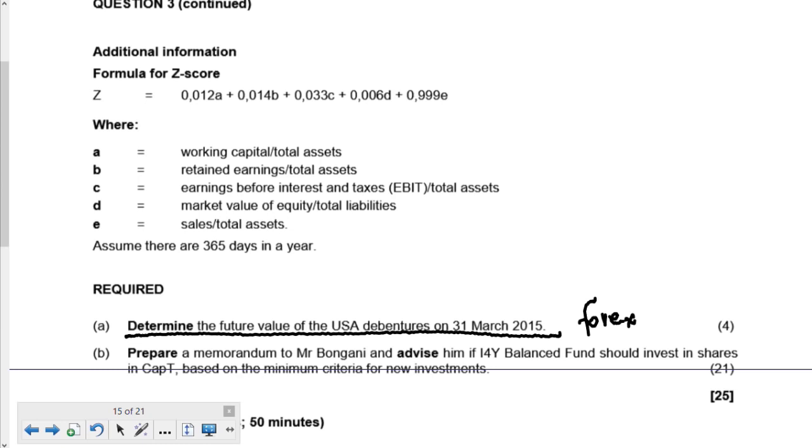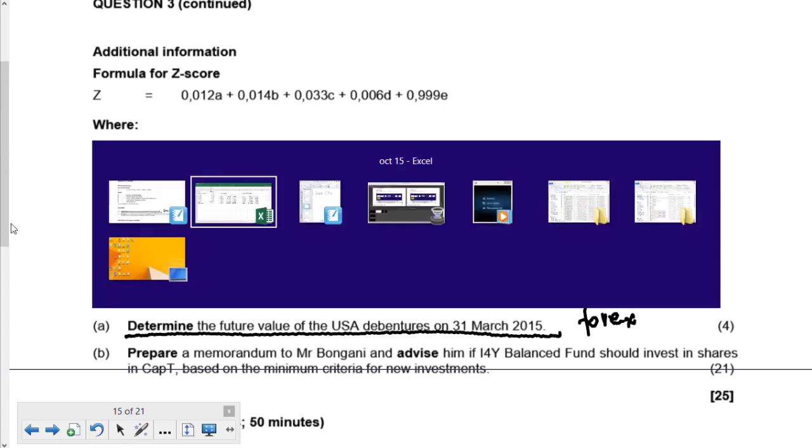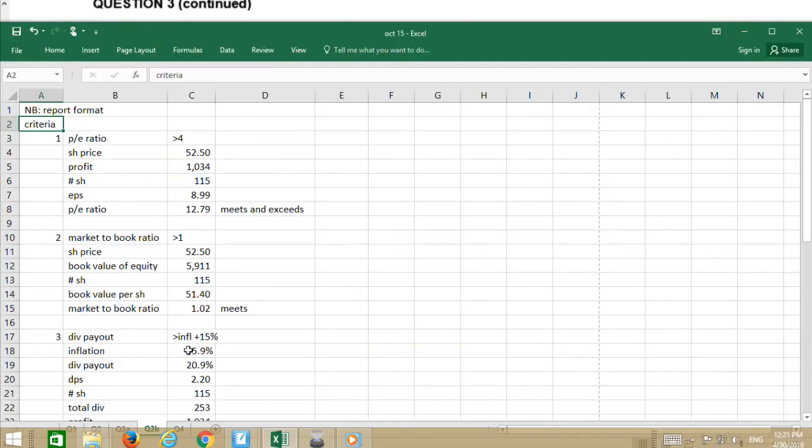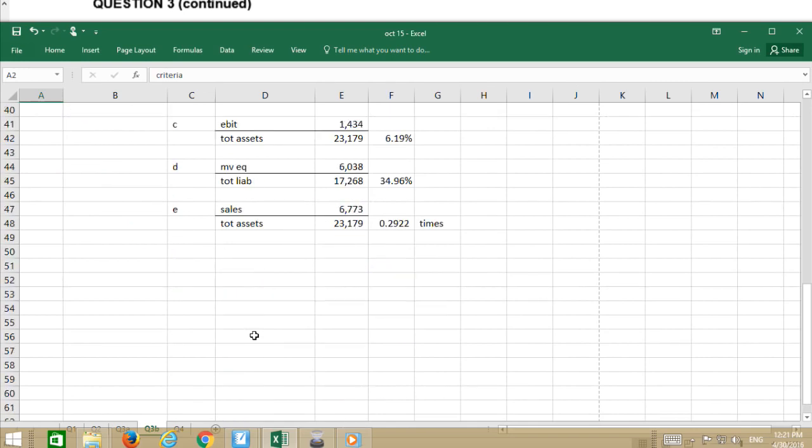The value for Z-score is 0.2, I think. 0.2 or above. Let me just double check. I get confused with the Z and the K off the top of my head.